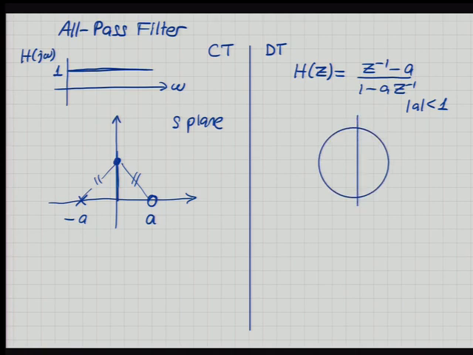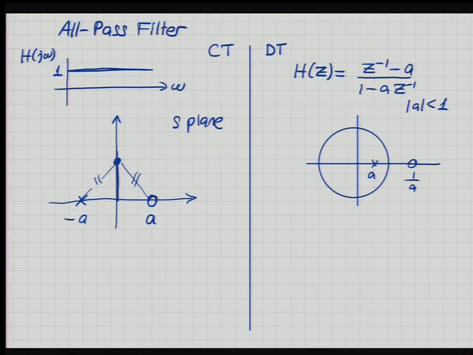All right, so we have a pole at A, and then we have a zero where? For which Z does the numerator become 0? 1 over A. Okay? So because A had to be smaller than 1 for stability, 1 over A, the zero, is actually outside the unit circle. Just like the continuous time case where the pole was in the left half plane, the zero had to be in the right half plane.